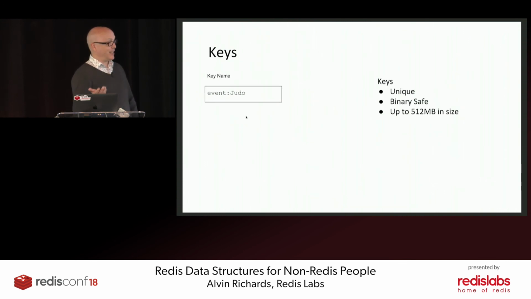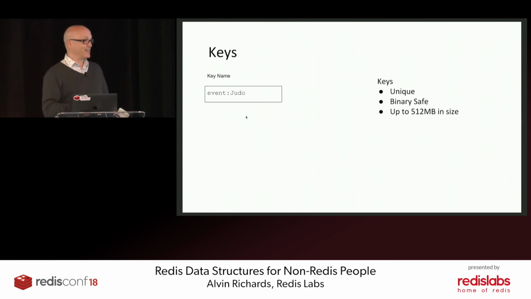So obviously a key's got to be unique. It can be up to 512 megabytes in size. We really wouldn't recommend you having a 512 megabyte key name. You can do it. I really wouldn't recommend it. They're binary safe. That means that we do a binary comparison. We're not comparing strings. We're comparing bytes to see whether we have a key match.